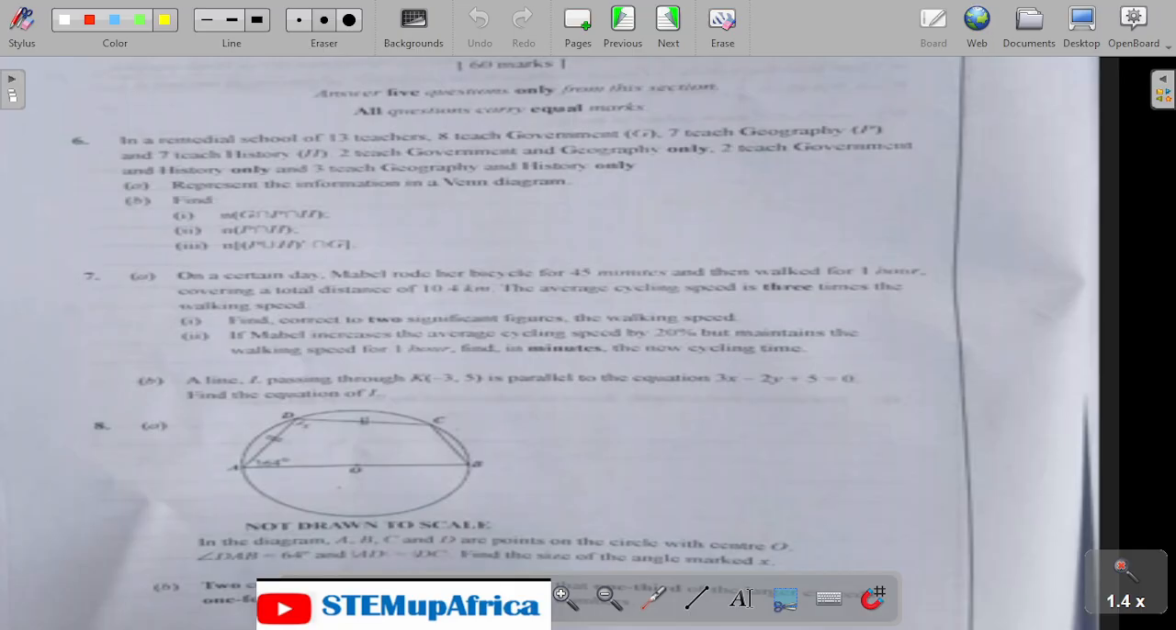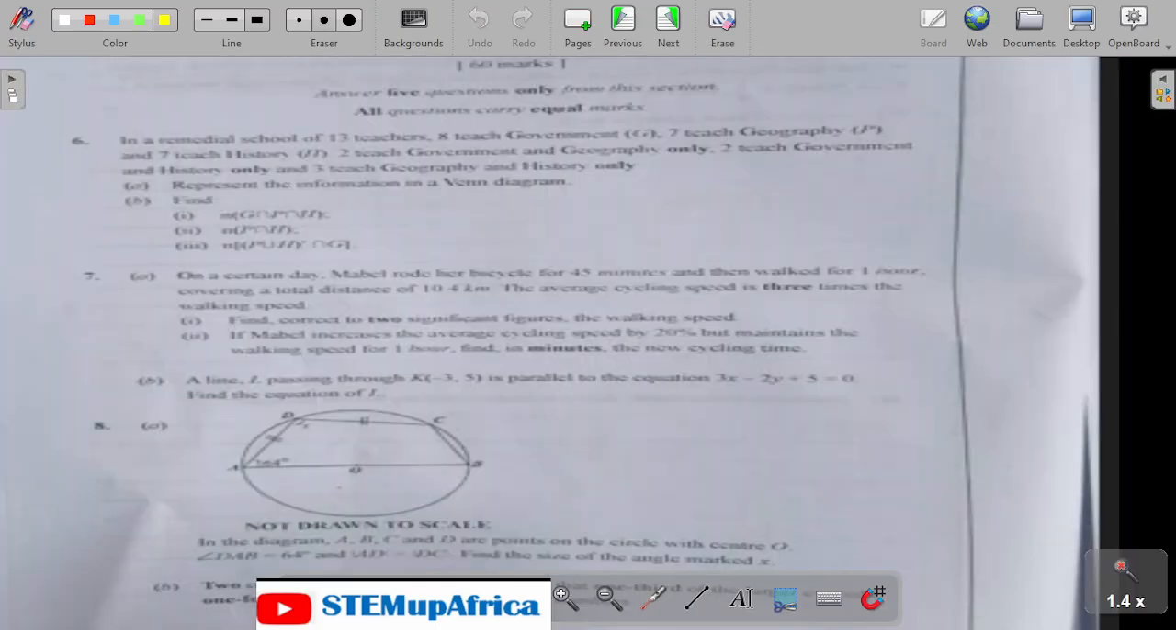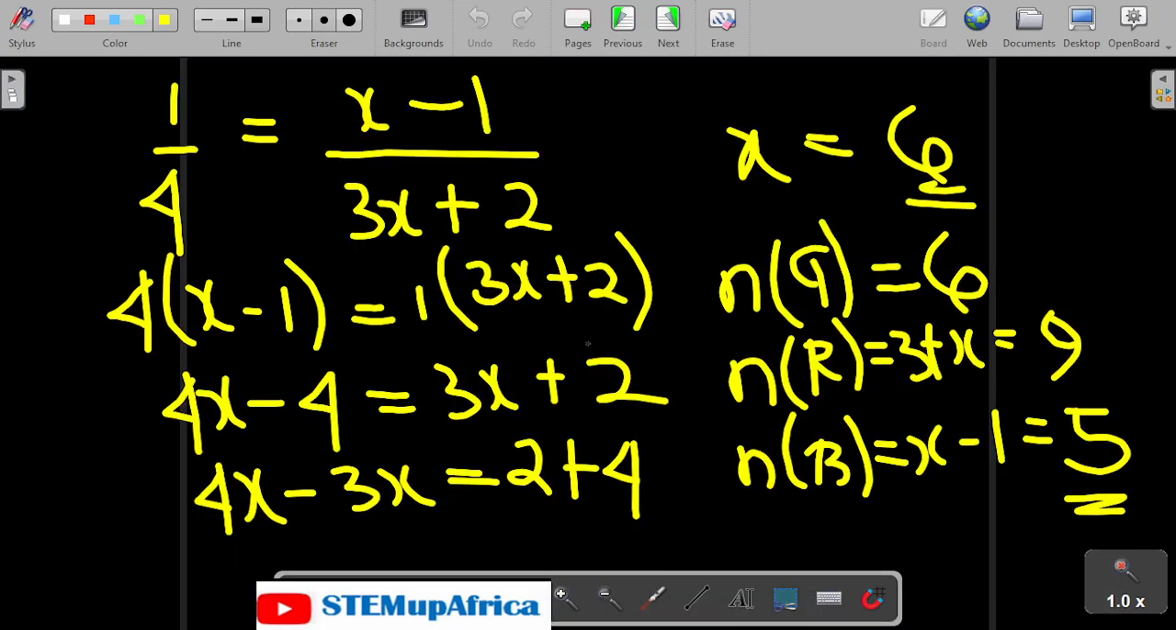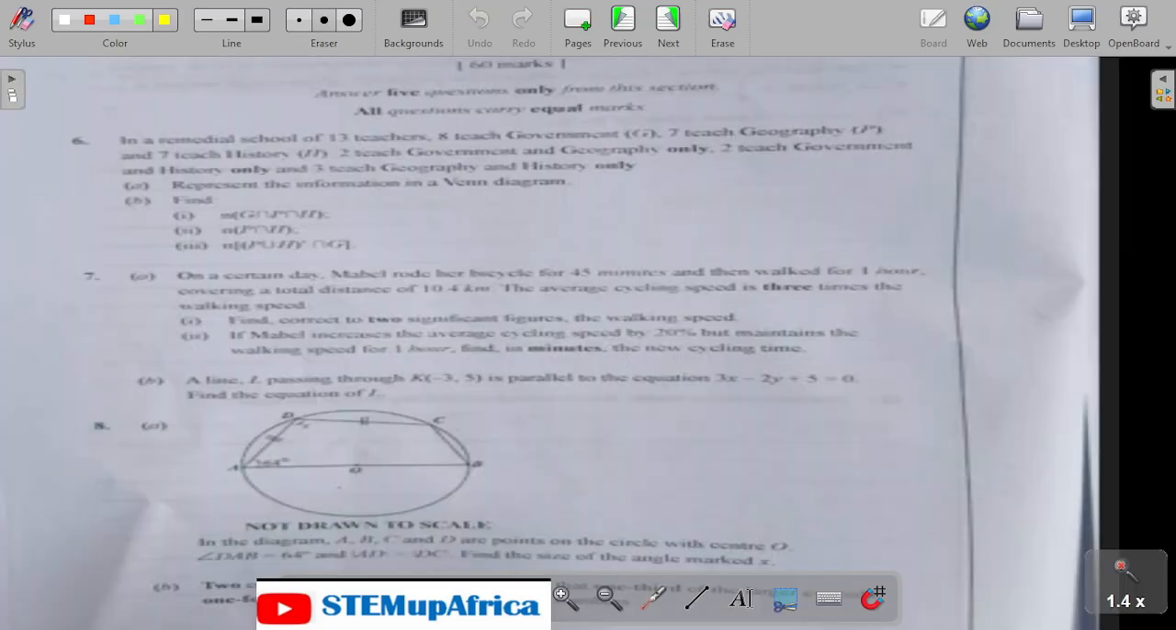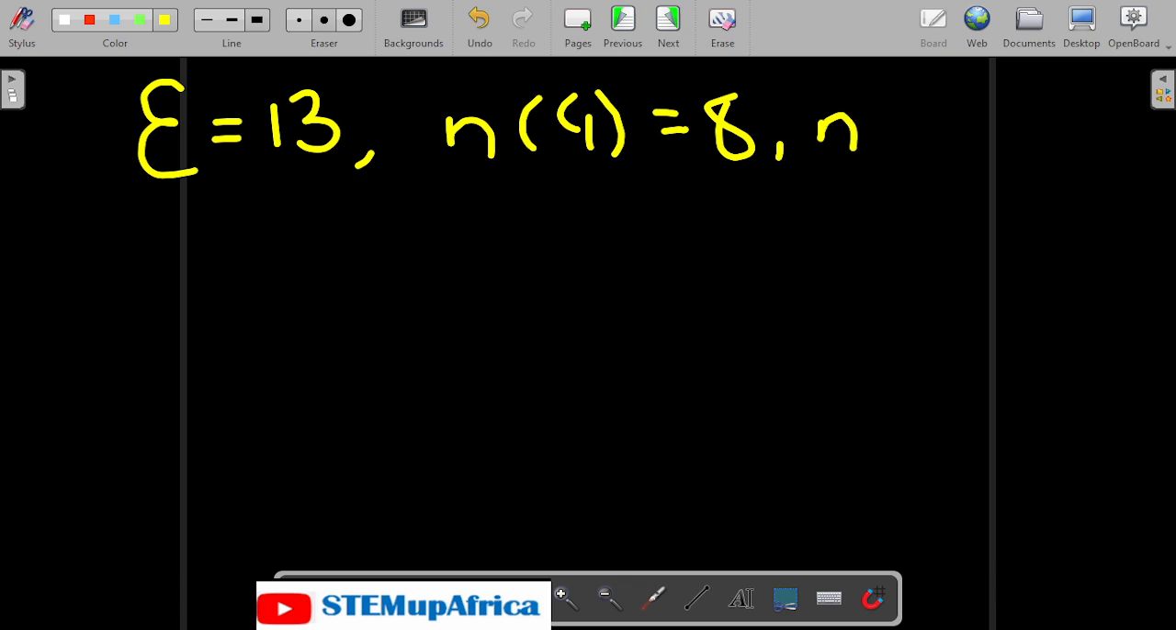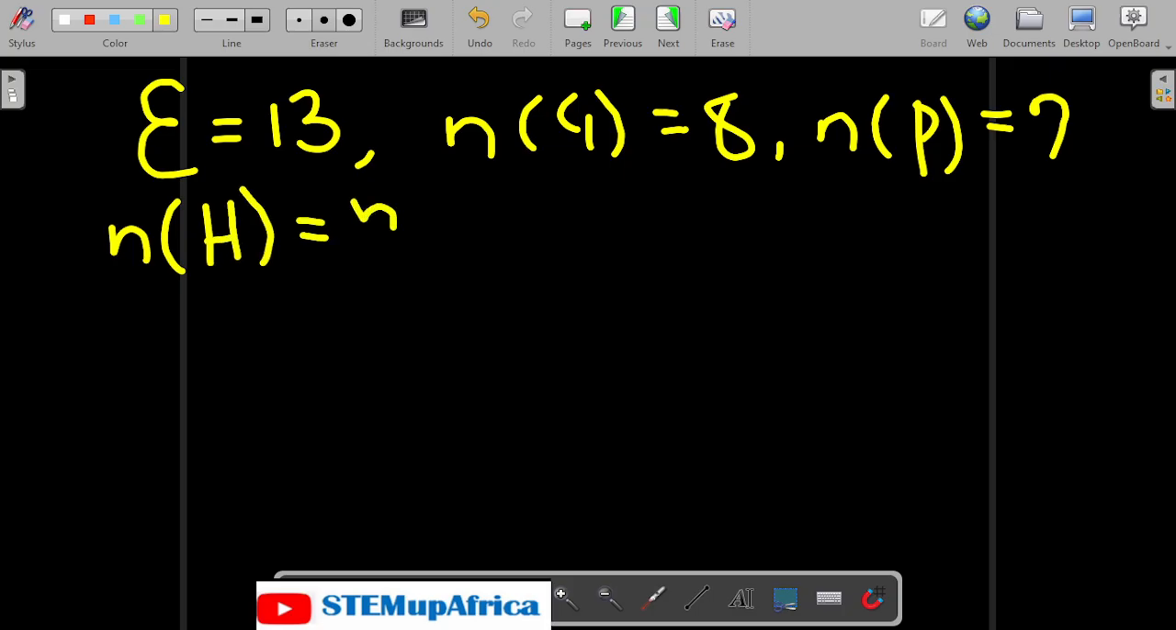In the remedial school of 13 teachers, that is the universal set. So our universal set is 13. Then we are told that the number that teaches G for government is 8, while 7 teach geography and 7 teach history. The number that teaches P for geography is 7. The number that teaches H for history is also 7.